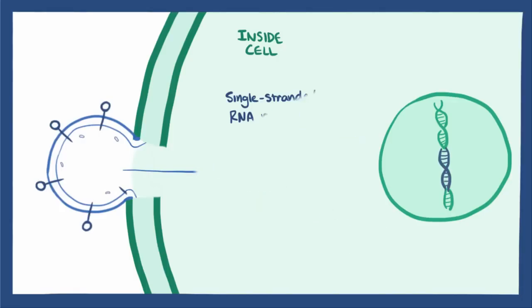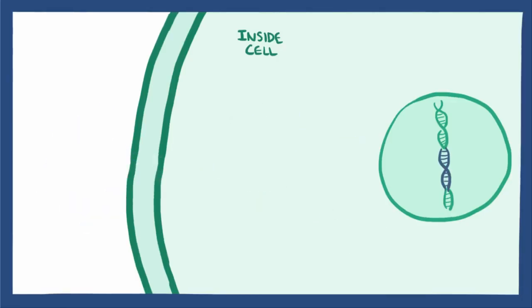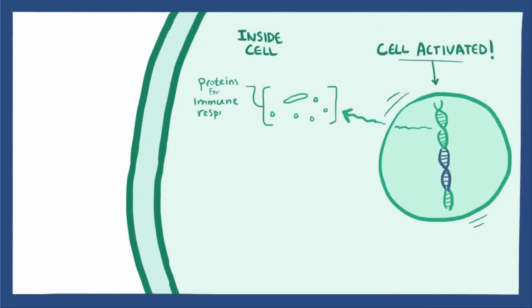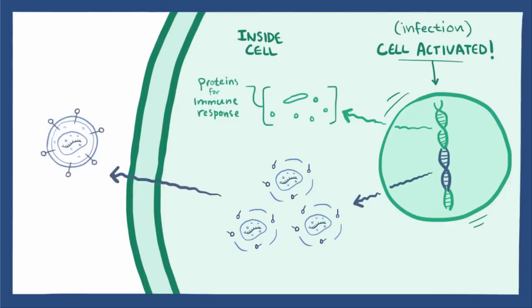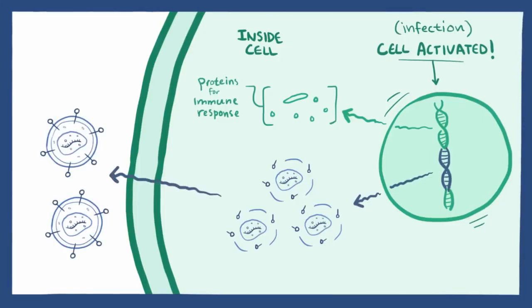Pretty sneaky, huh? Well, here's the actual sneaky part. When the immune cells become activated, they start transcribing and translating proteins needed for the immune response. Ironically, this means that whenever the immune cell is exposed to something that causes it to start up an immune response, like any infection, the immune cell ends up inadvertently transcribing and translating new HIV viruses, which bud off from the cell membrane to infect more cells.